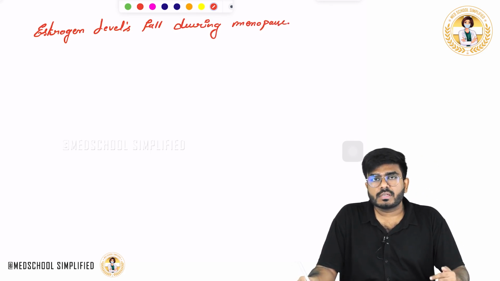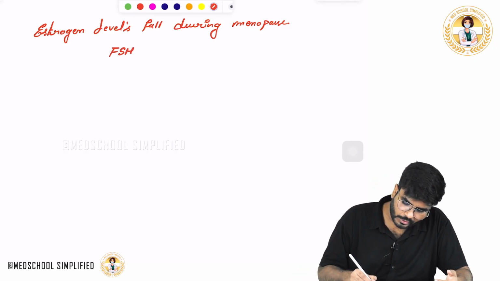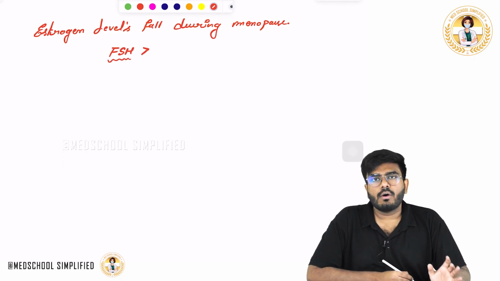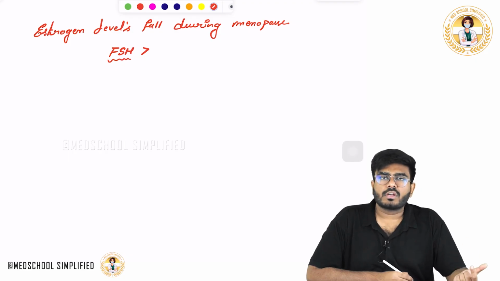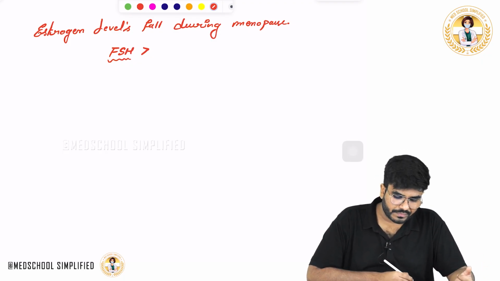So no estrogen, no negative feedback. So what about the FSH levels? FSH levels are going to be more. High levels of FSH is going to be seen. So how to establish that she has entered menopause is high levels of FSH. If you see high levels of FSH in the female's blood, it indicates that she has entered into menopause.